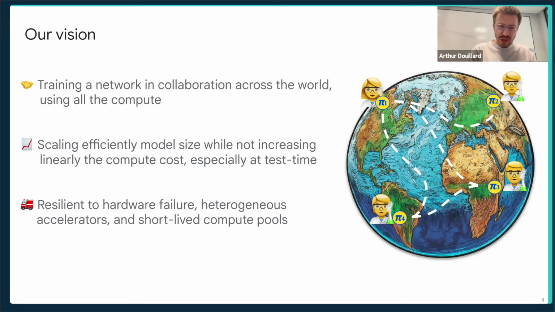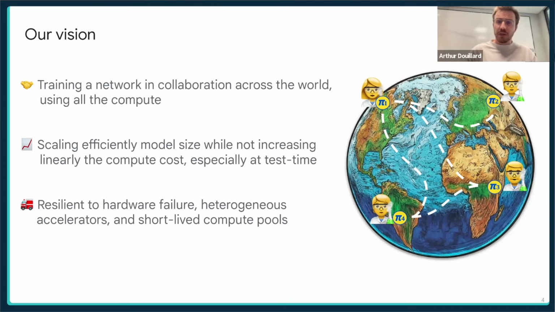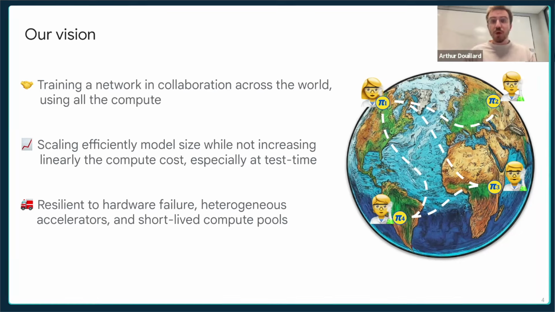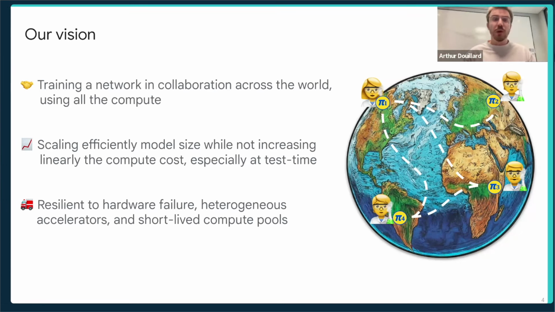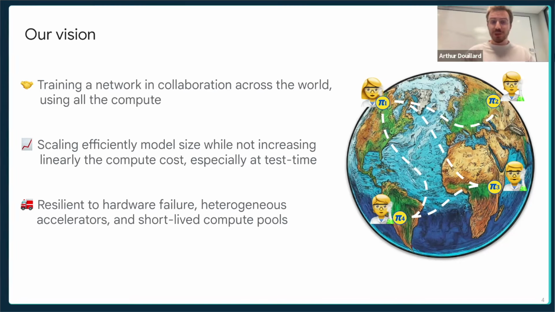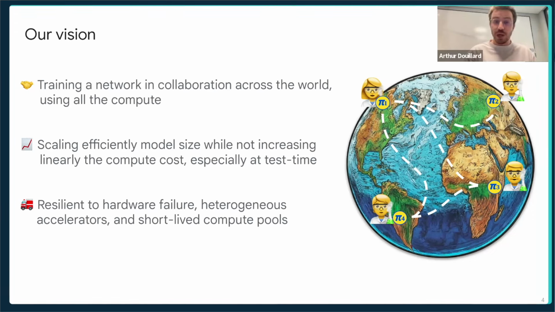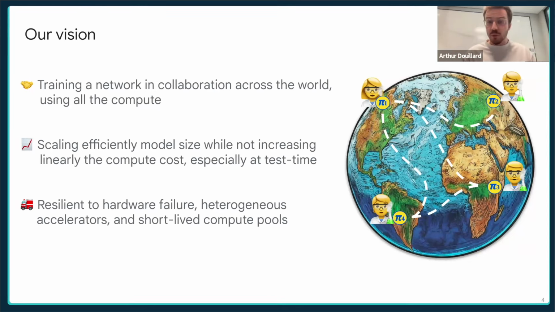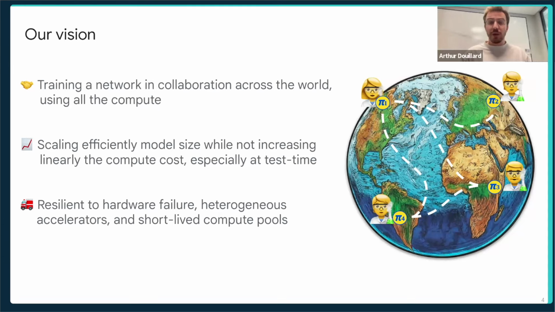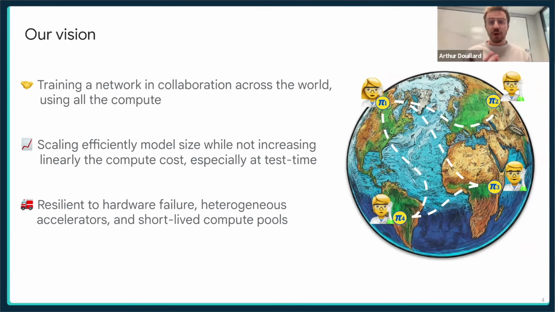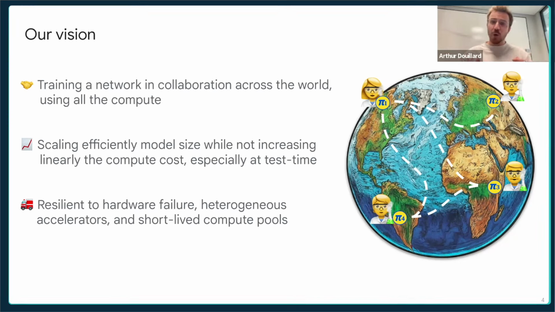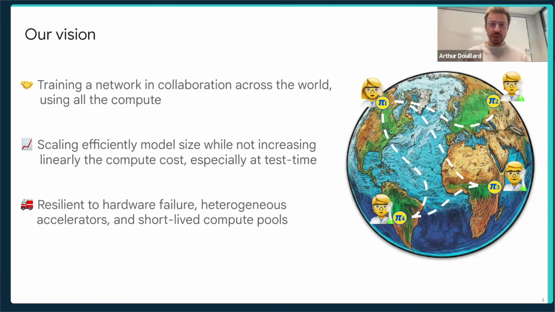Furthermore, I'm talking about distributed collaboration, meaning there is going to be a lot more compute that is quite unreliable, especially if you work with compute managed by different people. So we want to be resilient to hardware failure, and to heterogeneous accelerators, because not all universities, for example, will have the same kind of GPU. What if we could pool together different kinds of GPUs? That would be awesome. And also short-lived compute pools. Whether you use pools that can be preempted, or some GPUs are sometimes used by someone else so you cannot access them, we want to be able to resize our compute pool on the fly, dynamically. So that's our big vision.